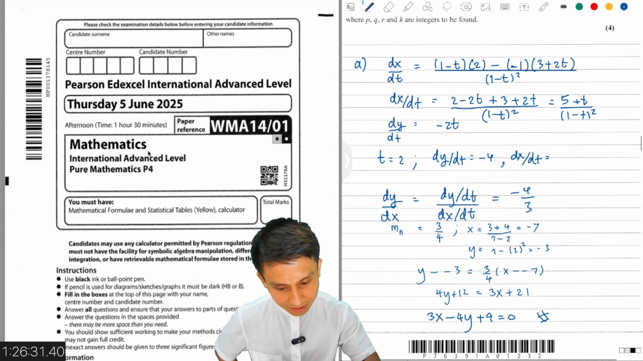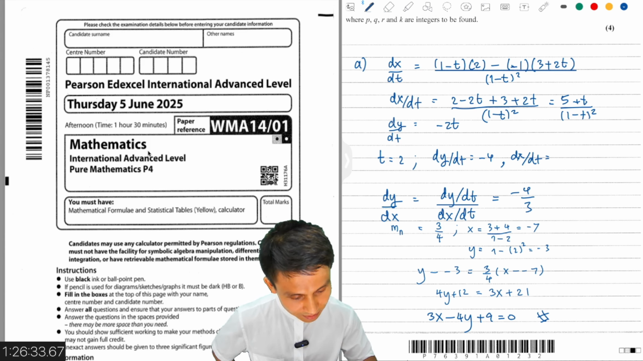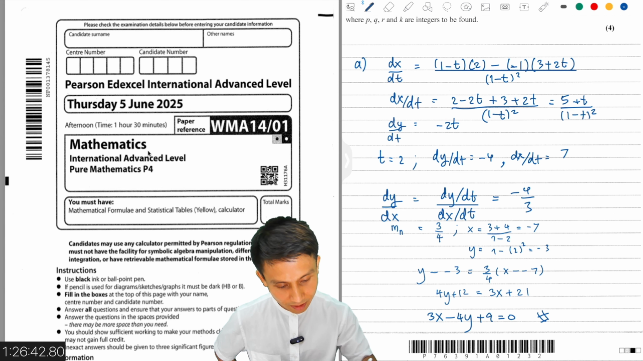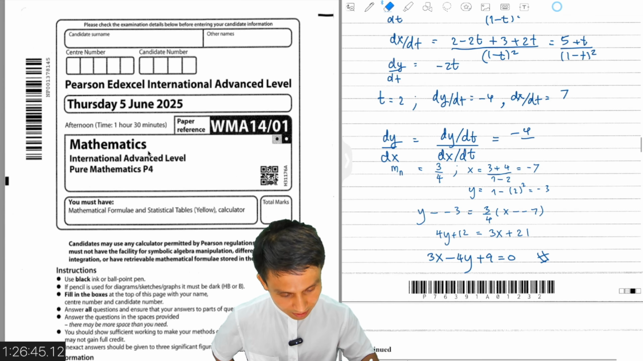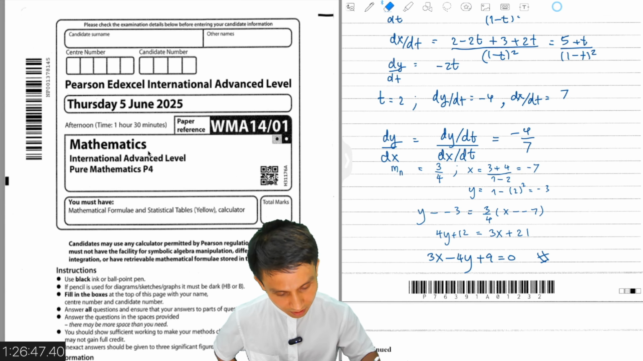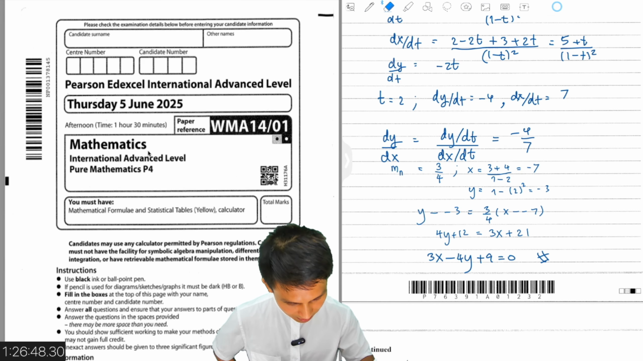dx by dt is instead 7 over, yeah, it's just 7, isn't it? Yeah? Right, it is 7. Yeah, okay. And then this is 7, okay. The x and the y I think is correct. So it's x equals t equals 2, so 7 there, and minus 7 there. Y is also minus 3, yeah.